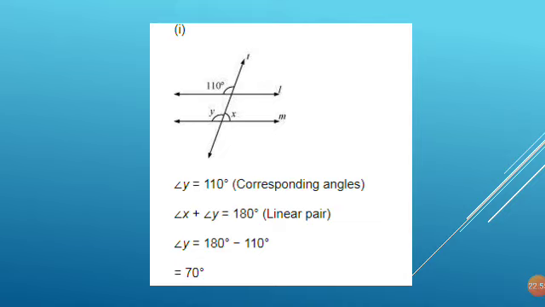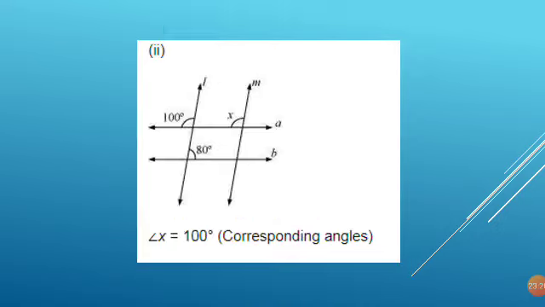Next one is angle Y. Angle Y is 110 degrees. That is corresponding angles, on the same side, the F-shaped angles are corresponding angles. Angle X plus angle Y is a linear pair. Draw one line intersecting. So angle X plus angle Y equals 180 degrees. 180 degrees minus 110 degrees, we get a value of 70 degrees.